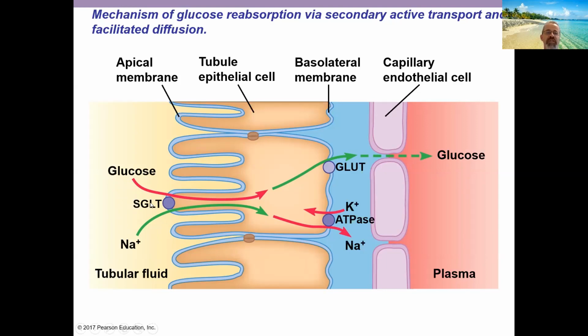All right, so SGLT, first step from the lumen into the cell, and then GLUT. This is called GLUT. It's another transport protein that moves glucose from the cell into the blood. We'll talk a bit about sodium later on. I just want to focus on glucose for now.